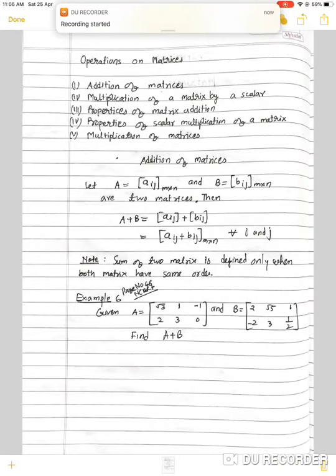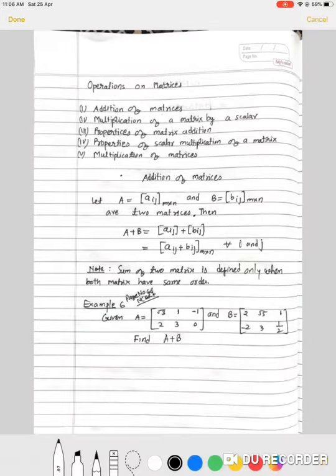Today we are going to discuss operations on matrices. In this topic we discuss addition of matrices, means how to add two matrices, multiplication of a matrix by a scalar, properties of matrix addition, properties of scalar multiplication of a matrix, and multiplication of matrices.